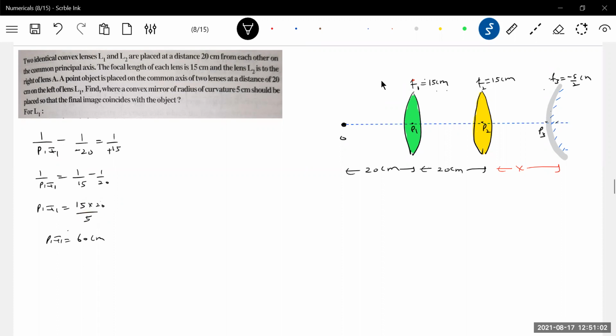So 60 centimeter will be the I1. Okay, this I1 will become the object for the second lens. 1 by P2 I2, P2 I1. 60 centimeter is this, so this will become plus 40.